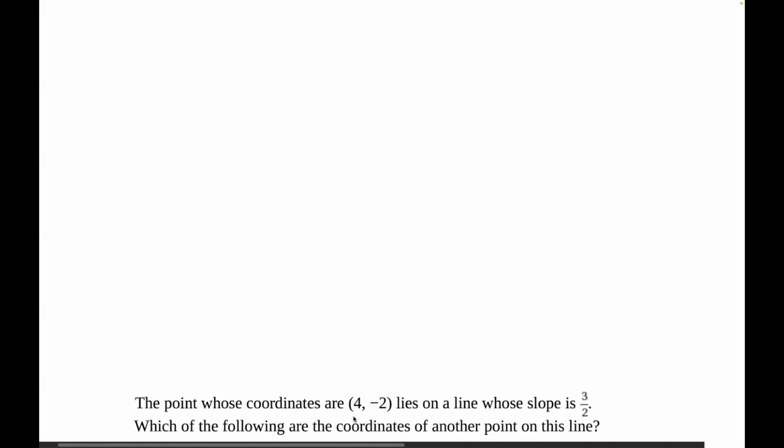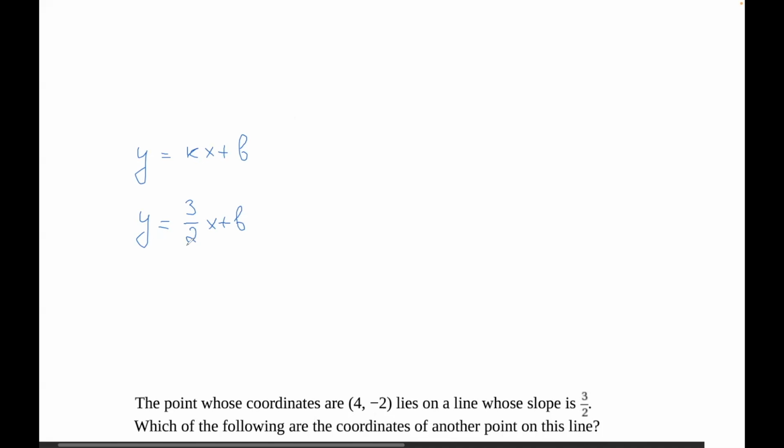The point whose coordinates are 4, minus 2 lies on the line whose slope is 3 over 2. The equation of a line is kx plus b. They say slope is 3 over 2, so the equation is 3 over 2x plus b. Which of the following are the coordinates of another point on this line? You might have this kind of question.